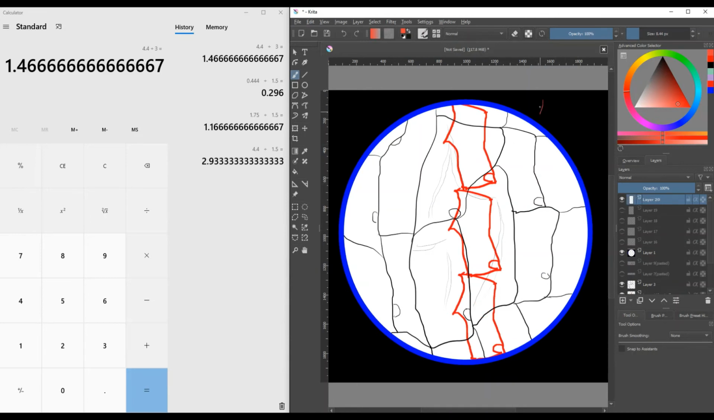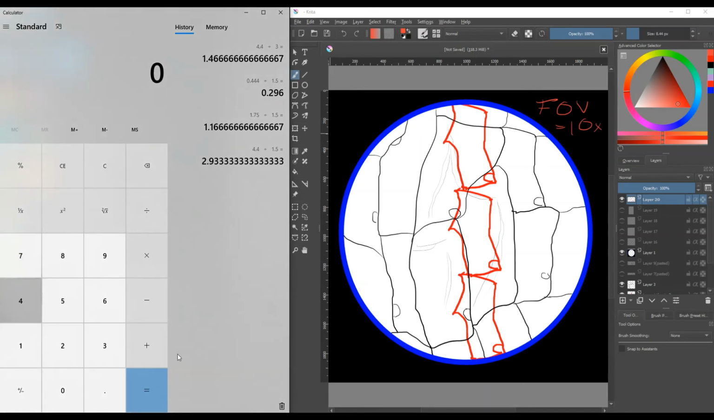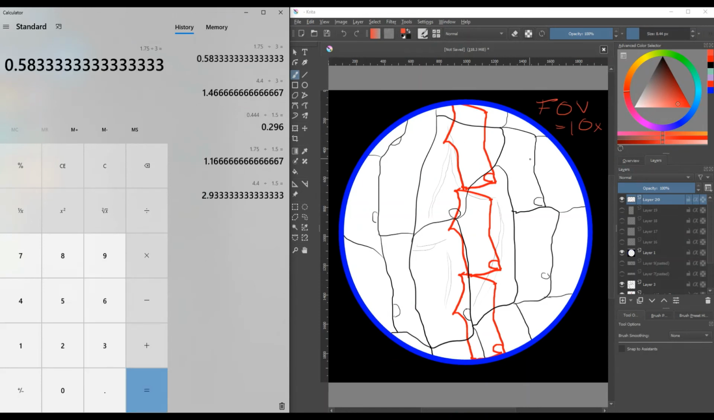We're going to do this once more with a 10 times objective. So it's going to be 1.75 millimeters. Then we're going to divide it by 3, the number of times it fits across, and you get 0.58 millimeters if we're using a 10 times objective lens.